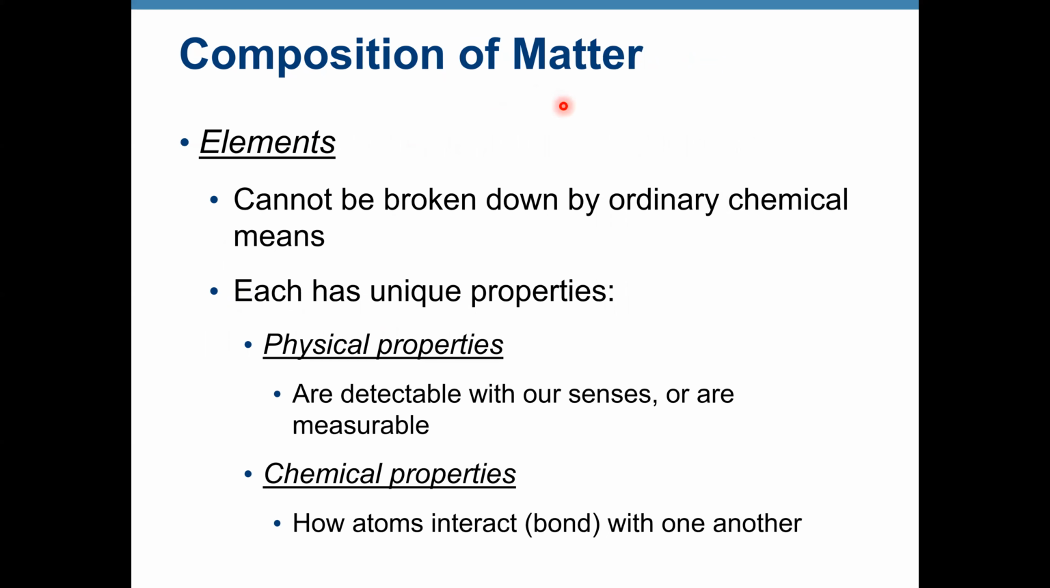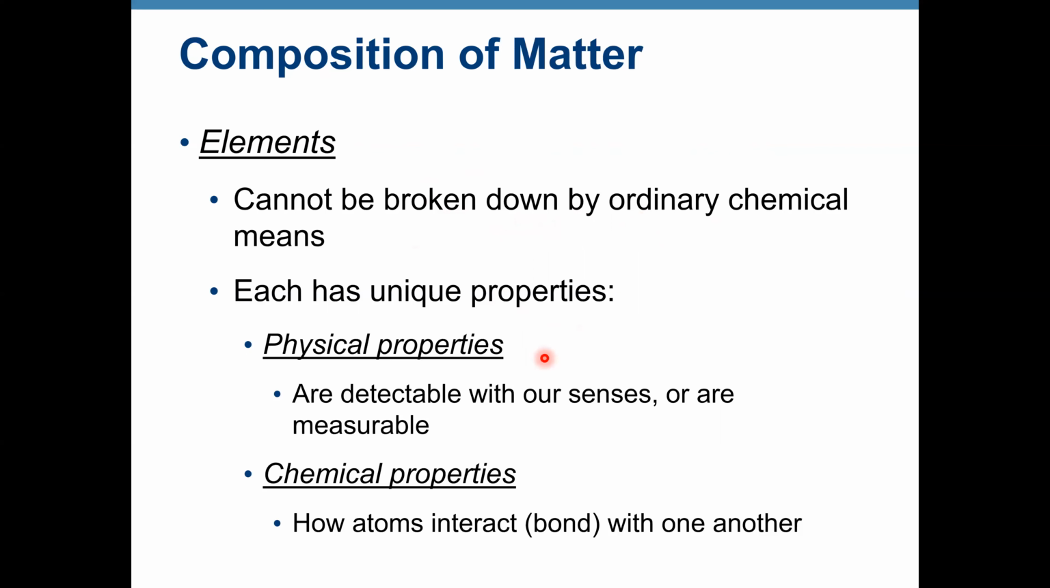Composition of matter. Matter is made of elements. What are elements? Elements are part of matter that cannot be broken down by ordinary chemical means. That means if I have an element of gold, there is no chemical reaction that I can perform to make, let's say, carbon from gold. Or if I have oxygen, there is nothing I can do chemically to make, let's say, hydrogen from oxygen, right? That's elements.